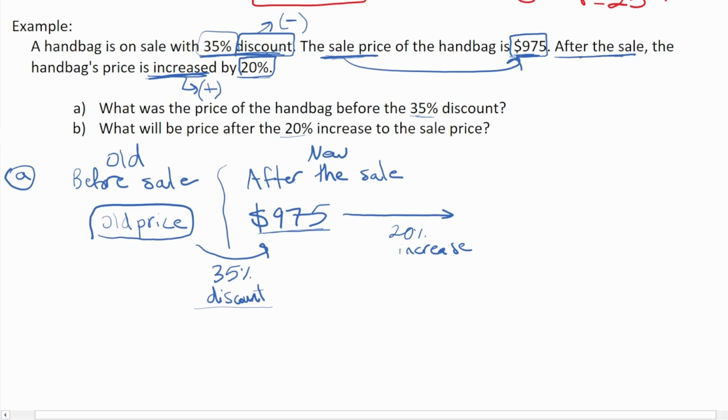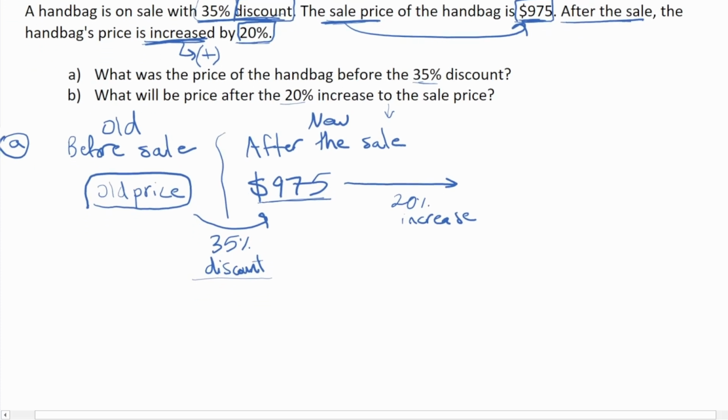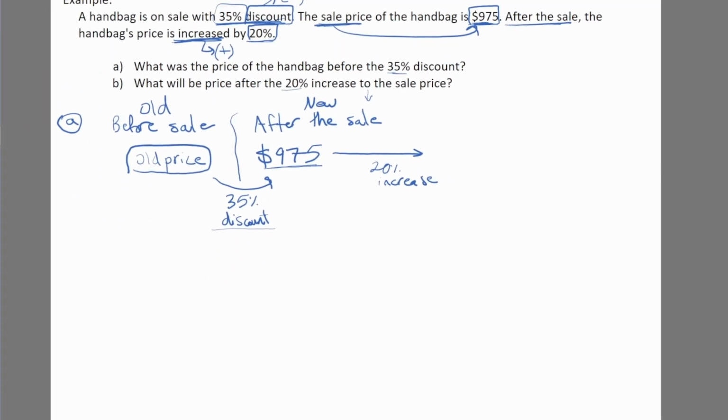And then he said that after the sale, so now we're in this area, the handbag's price is increased by 20%. So we increased by 20% the price of the bag. Okay. So let's deal with part A firstly. So he's asking us what was the price of the handbag before the 35% discount. So as you can see right here, we want to know the old price before we had a 35% discount. So this was a discount scenario.